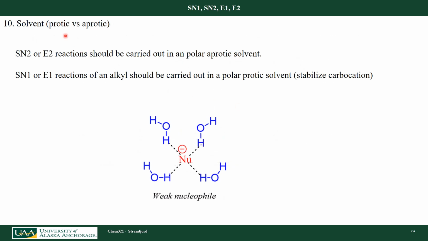How about whether it's protic or aprotic? SN2 and E2 reactions should be carried out in polar aprotic solvents, just ones that are polar, whereas SN1 and E1 reactions should be carried out in polar protic solvents. The reason we use protic solvents for E1 and SN1 is because I can actually stabilize the resulting carbocation that is formed when my leaving group leaves on its own.